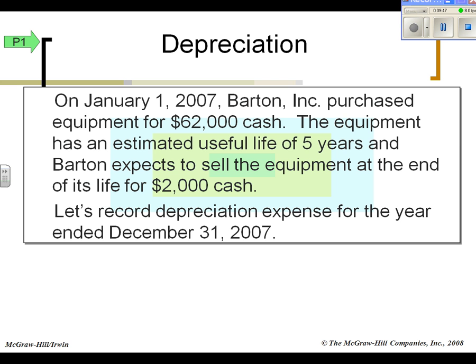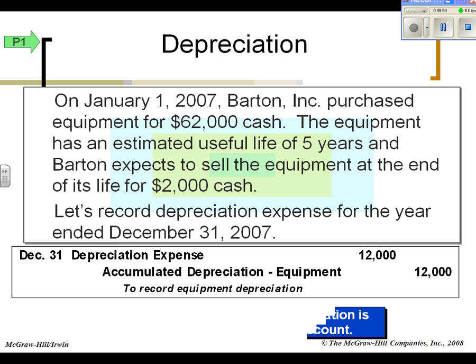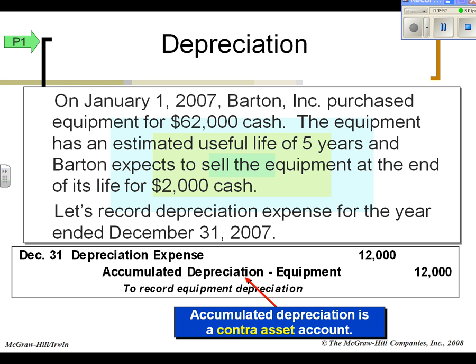All right, let's look at our entry. This is the normal journal entry that we're going to make. And you know what? I need to stop here. Anytime you record depreciation expense, you're going to debit depreciation expense and you'll credit accumulated depreciation. Remember that. That goes hand in hand. No other accounts will go together like these two go. All right, let me stop.